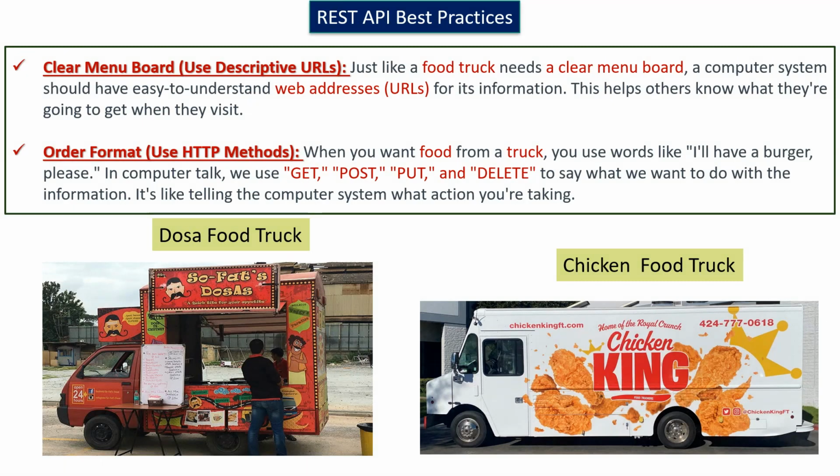Order format. In case of a computer system, HTTP methods. When you want food from a food truck, you use words like I will have a burger please. In computer talk, we use GET, POST, PUT and DELETE to say what we want to do with the information. It is like telling the computer system what action you are going to take. GET means get the information from the system. POST means send the information to the system. PUT means update the information in the system. DELETE means remove information from the system.